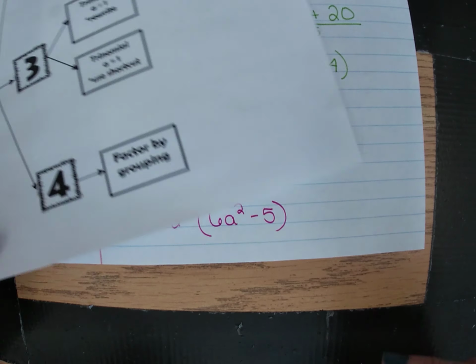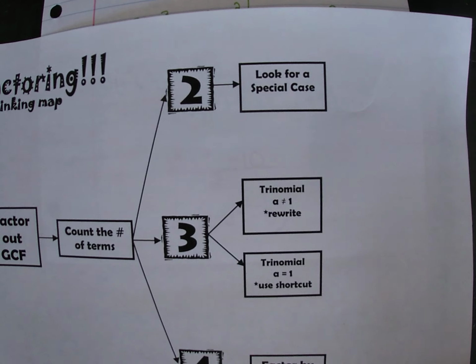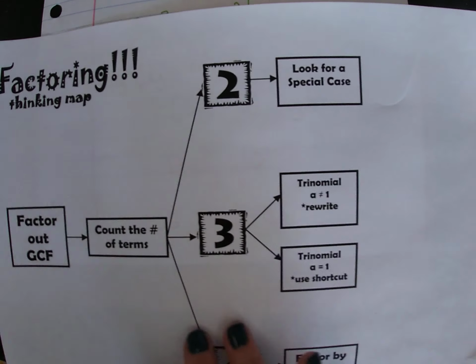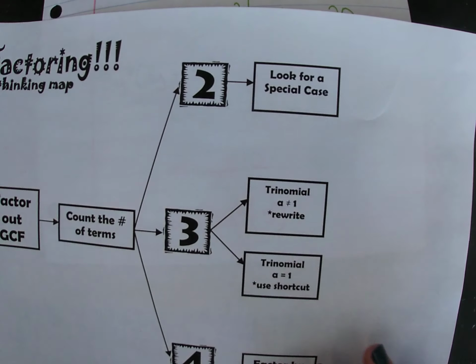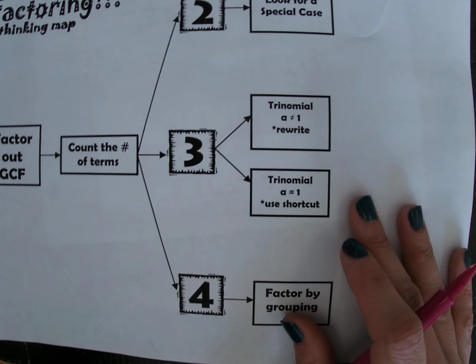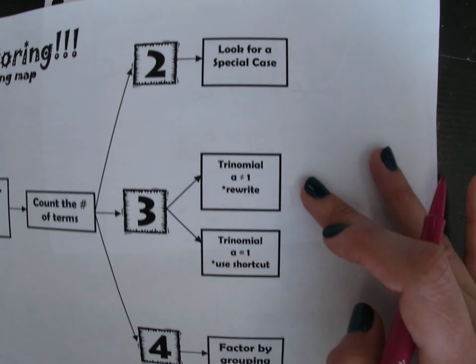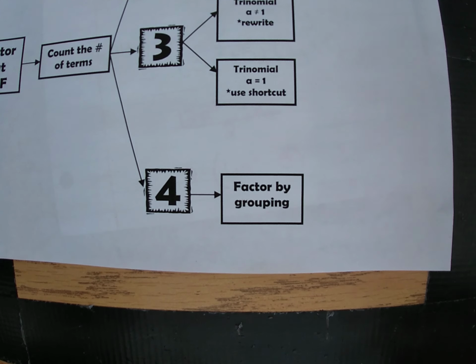So use this flow chart as you're going through the practice problems today, making sure you're checking for a GCF first and then factoring by the number of terms. If you need to go back and check your notes for the individual situation and how we factor that, you can do that.